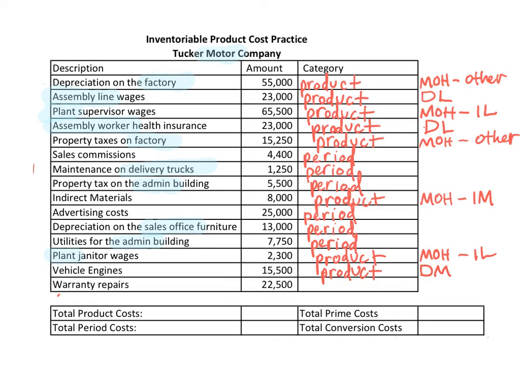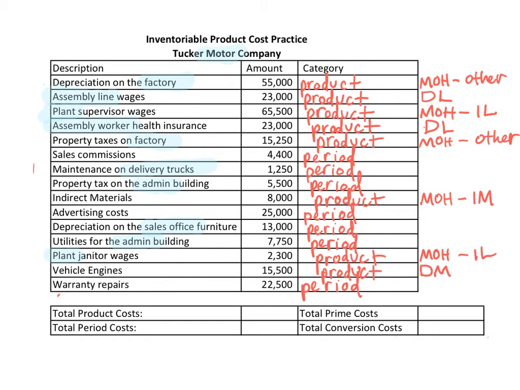Last one, warranty repairs. Warranty repairs aren't part of our initial production costs. They are costs that occur as a result of products that are ultimately returned. So those are not considered part of production, and those will be period costs as well. So we've completed step one, which was to assign each cost to the correct category. Now we can go down to the bottom and work on our totals.